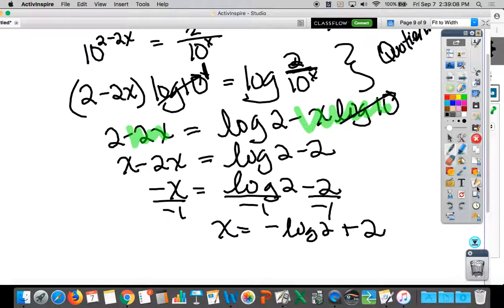Now, could you check that? Yeah. Store -log 2 plus 2 as x, and then go back and put in the right side and then put in the left side and see. All right, any questions? So now that you've seen it, do you think you could replicate it? Practice if not. Okay, you need to practice it.